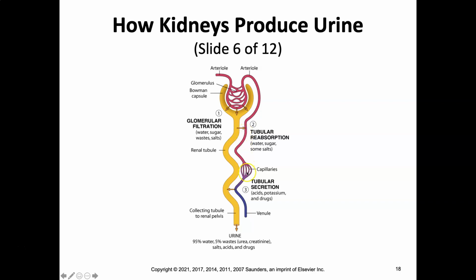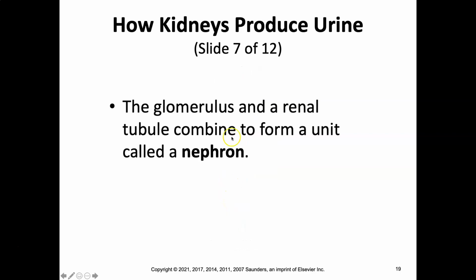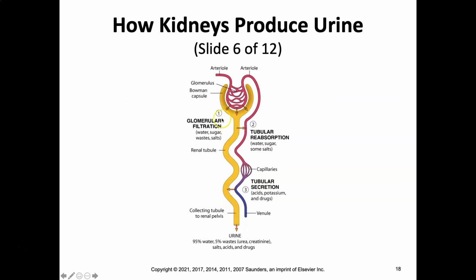You have another set of capillaries, and then you have the distal tubular secretion. Things that are in here get pushed back into the urine: acids, potassium, and drugs. And from here, the yellow is urine, because you're making urine all the way along this yellow process. The first part is that filtration.